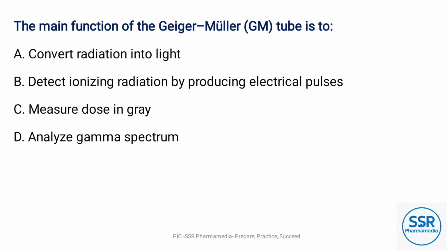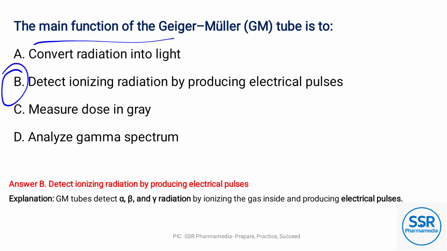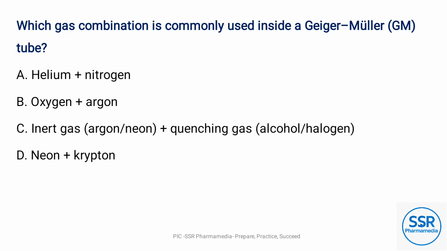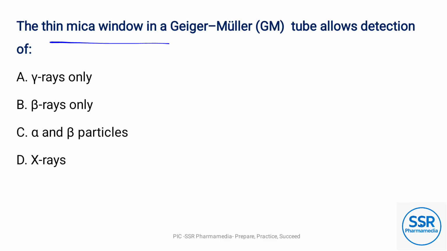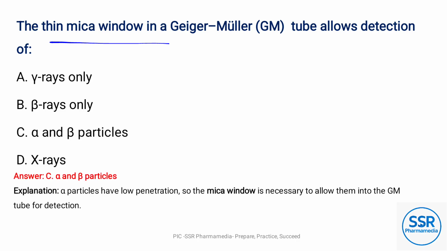So we'll move to the questions. The main function of the Geiger-Muller tube is to: option B, detect ionizing radiations by producing electrical impulses. Which gas combination is commonly used inside a Geiger-Muller tube? Option C, inert gas like argon and neon, plus quenching gas like alcohols and halogens. The thin mica window in a Geiger-Muller tube allows detection of: option C, alpha and beta particles.